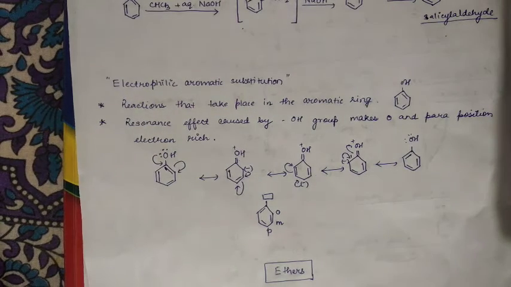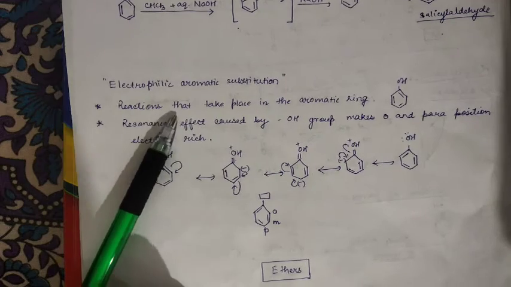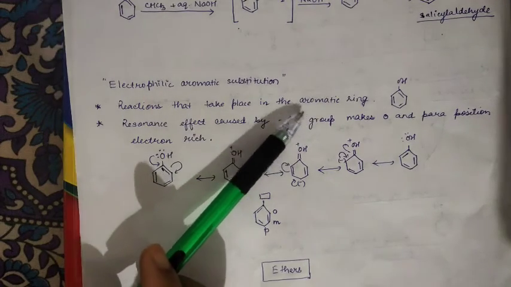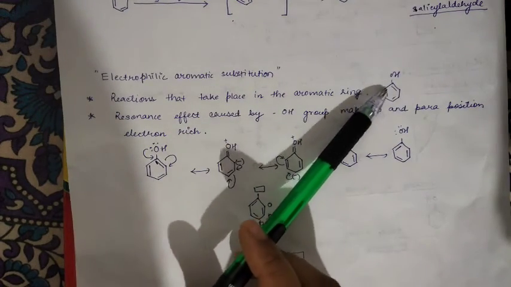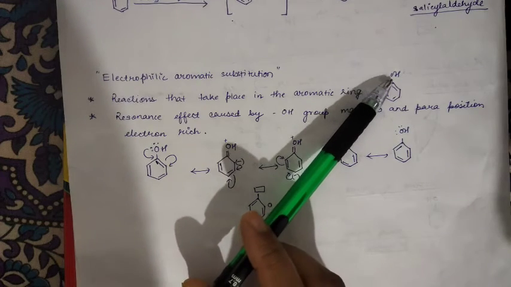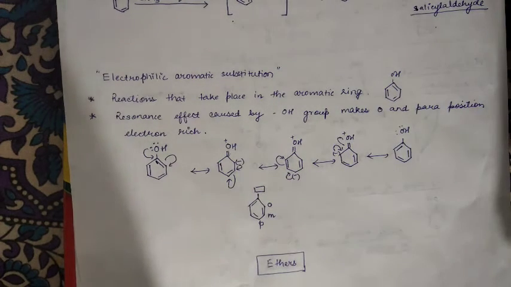Now in phenol reactions, we are going to mainly study the electrophilic aromatic substitution. Okay, electrophilic aromatic substitution means what? The electrophiles, or electron deficient species, will substitute an atom in the aromatic ring or the benzene ring. So the first point is that the reactions take place in the aromatic ring. Only in the aromatic ring is the reaction going to occur and OH is not going to change. Okay, so you have to keep this in mind.